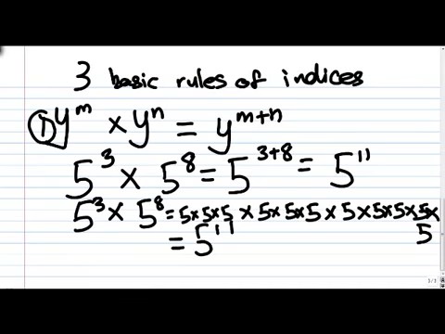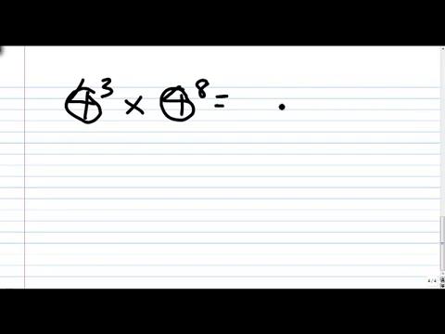Let me give you another example. Let's scroll down to the second page. My handwriting is a little big. If you have 4 to the power 3 times 4 to the power 8, because they are of the same base, and you can only do it if they are of the same base, bear this in mind, 4 to the power 3 plus 8, which is 4 to the power 11. Now let's go on to the second rule.